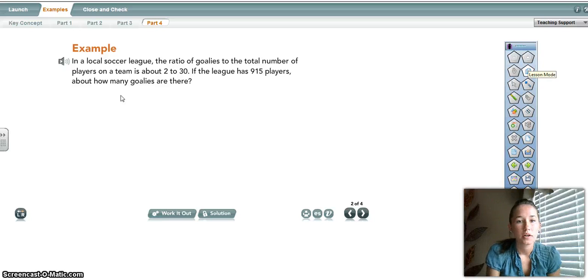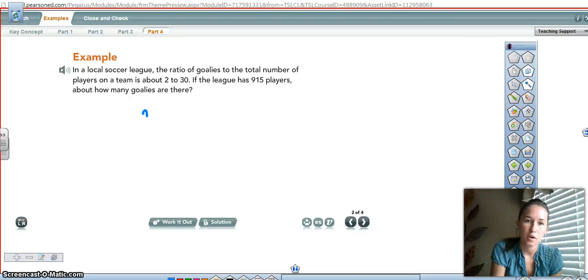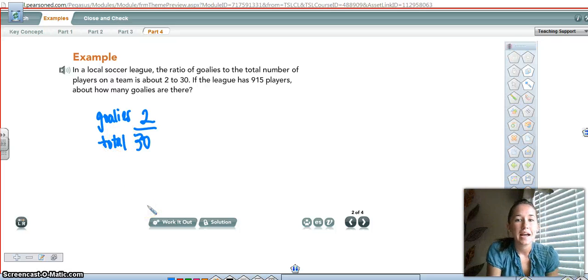In a local soccer league, the ratio of goalies to the total number of players on a team is about 2 to 30. I'll go ahead and write that down. So goalies to total. If the league has 915 players, about how many goalies are there? Okay, so I'm going to write a proportion, which is an equation stating that I have two equal ratios.